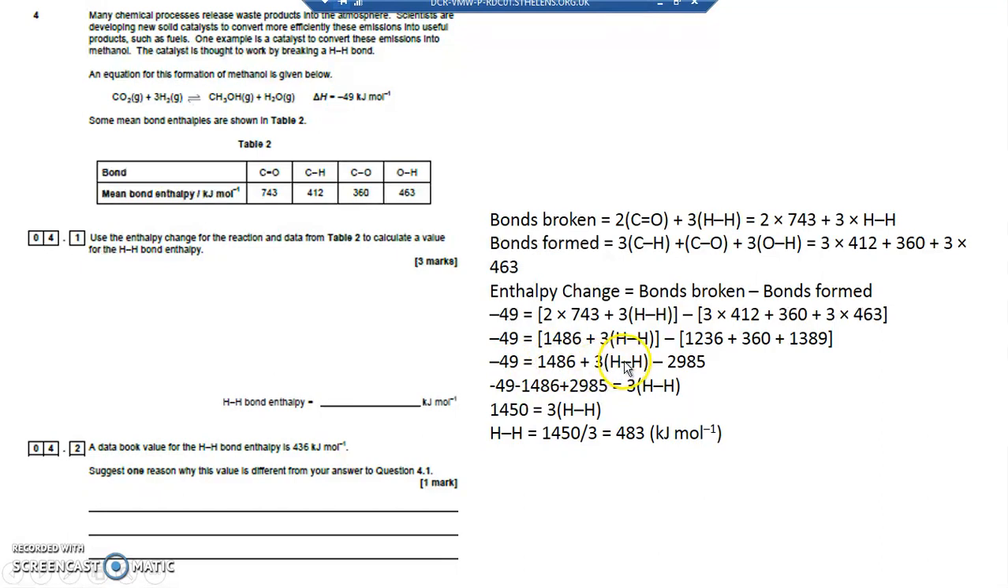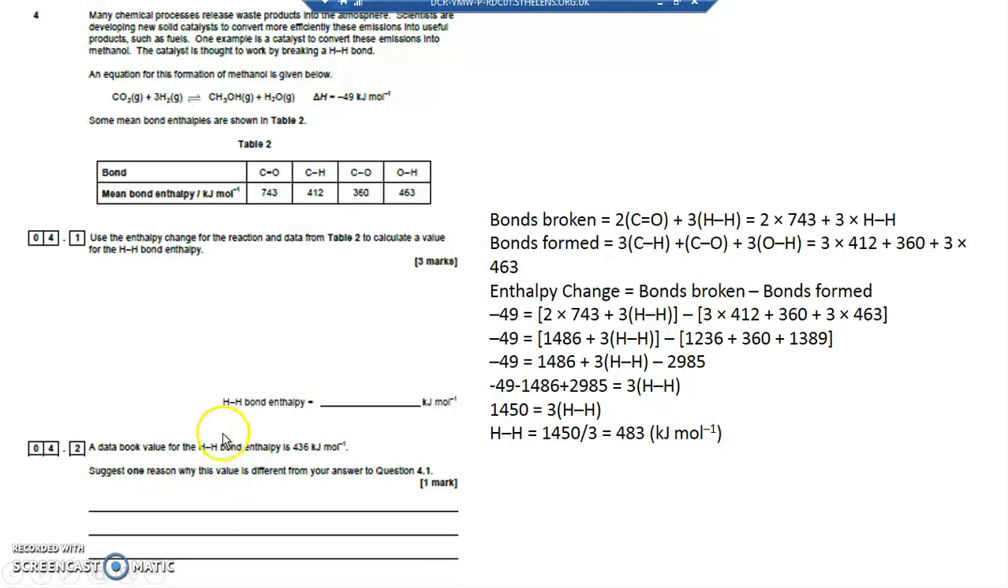If I resolve all that, minus 49 is 1486, add 3 lots of the H-H bonds, which I don't know, take away 2985. Take the minus 2985 across to the other side, it becomes a plus, and 1486 becomes a minus, and that equals 1450, which is the value of 3 H-H bonds. So 1 H-H bond is 1450 divided by 3, 483.